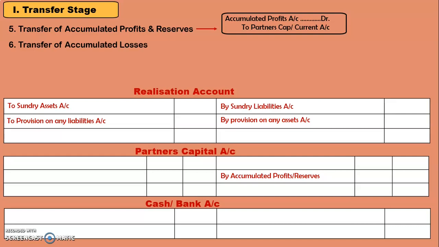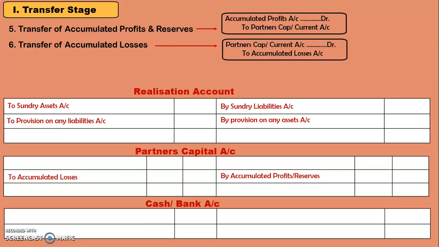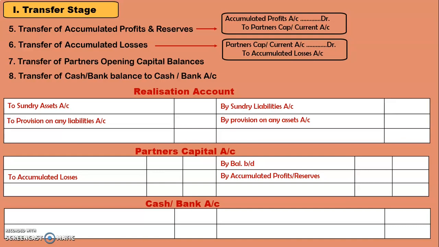And in case there are any accumulated losses in the balance sheet like profit and loss account debit balance, loss which has not been distributed earlier, this will now be distributed among the partners, and it will be shown on the debit side of partners capital account. Then the opening capital balance of partners appearing in the balance sheet will be transferred to the credit side of partners capital account. The cash or bank balance in the balance sheet will be shown as opening balance in cash or bank account. After all the balances from the balance sheet are transferred, we move on to the next stage, that is the realization or disposal stage.